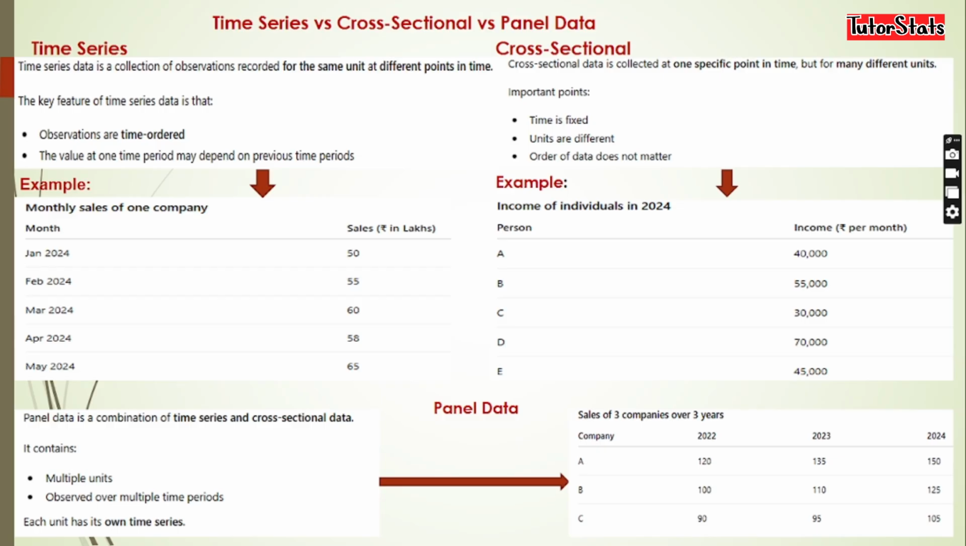And here the order of people does not matter. If I swap person A and person B, nothing changes. So this is cross-sectional data, not time series data.